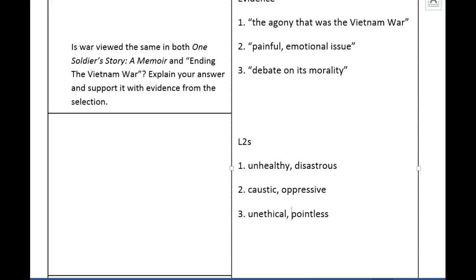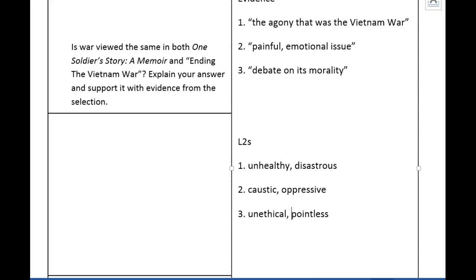Let's look at number three, debate on its morality. That's the third piece of evidence I found. Generally, it doesn't matter how many you find. You'll probably want to find two or more pieces of evidence, because that usually means you're going in the right direction. If you can only find one piece of evidence to go along the lines of whatever the topic is, you may want to start thinking along a different line. When you have an open-ended response, there's lots of evidence to support your answer.